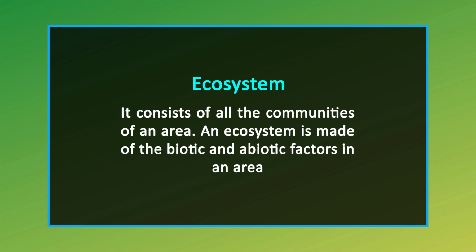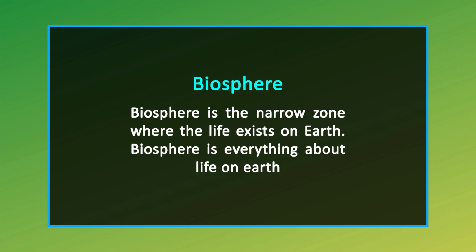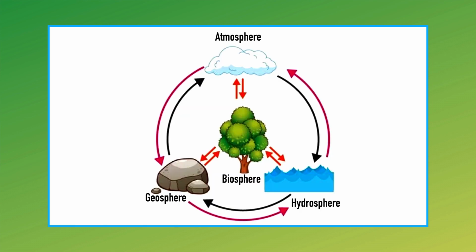Now, ecosystem. It consists of all the communities of an area. An ecosystem is made of the biotic and abiotic factors in an area. Now, biosphere. Biosphere is the narrow zone where life exists on Earth. Biosphere is everything about life on Earth. It is the place where humans, animals, plants, microorganisms live and interact with each other.